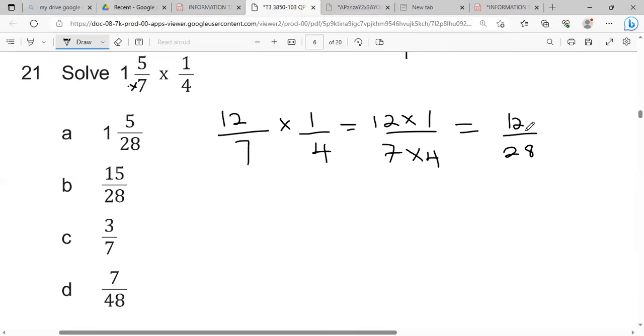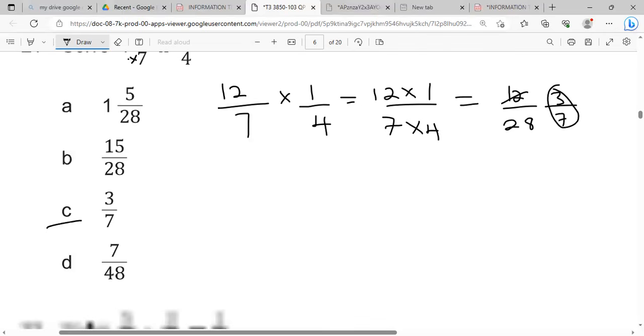Which number can go into 12 and that? We could use 2. We could also use 4. 4 into that goes 3 times. 4 into 28 goes 7. This is the lowest term, 3 over 7. All right, let's move on to 22.